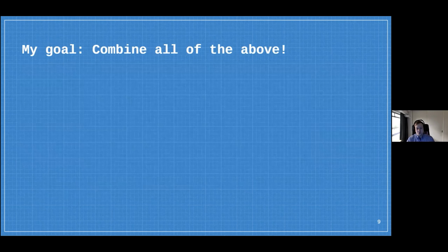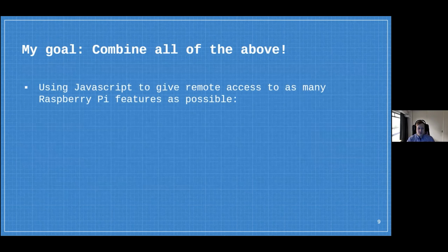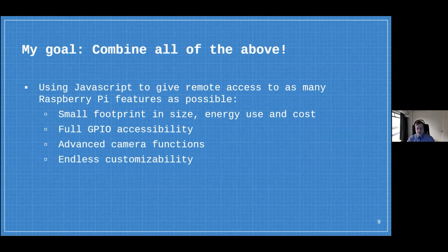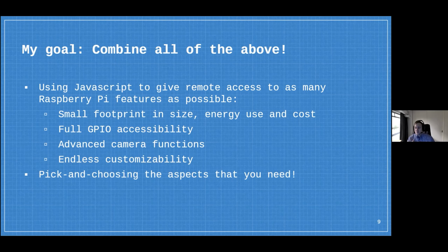My goal is now to combine all of the above. I want to use JavaScript to give remote access to as many of the Raspberry Pi features as possible and do all of this remotely. I want to use the small footprint in size, energy use, and cost, the GPIO accessibility, the advanced camera functions, and the endless customizability of this device. It's a very hard word to say. And then pick and choose whatever aspects I want, really.